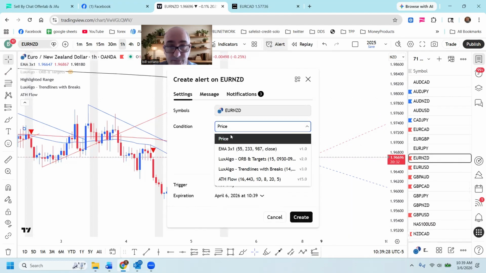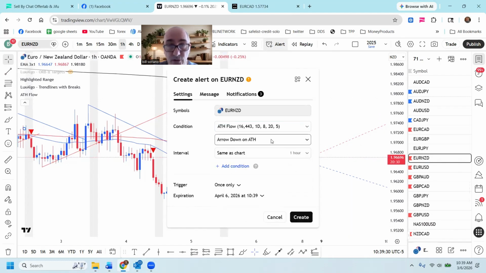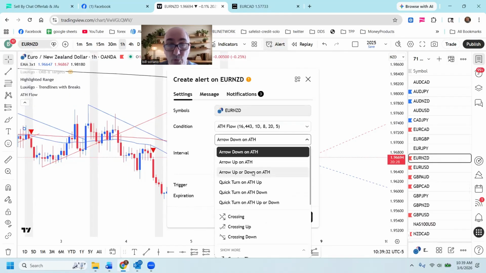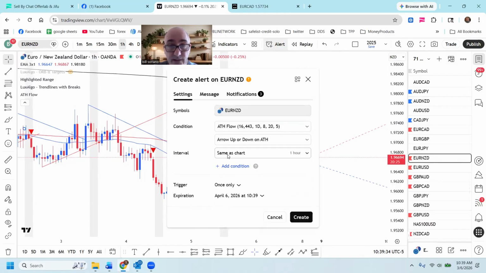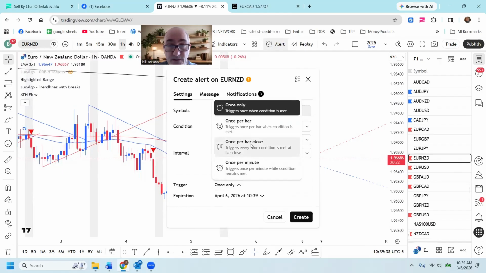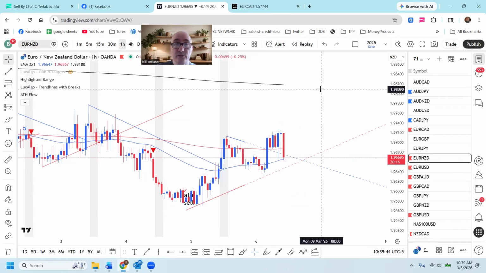Oh, you have to select it first, Bill. So you select ATH flow. You want the arrow up or down, right? And then I like it to trigger once per bar close. Okay, once per bar close. That way I don't get the alert until the bar closes, and that way I know the alert's valid.